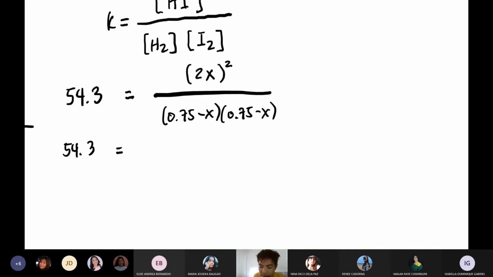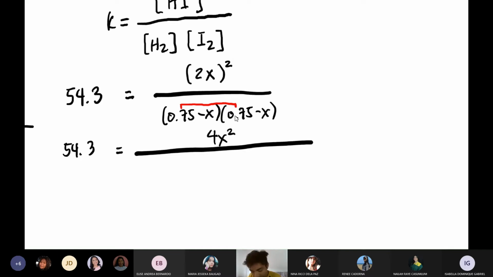So, yung taas, yung numerator, what's 2x quantity raised to 2? Magiging 4x square yon. Yung 2 may square, yung x may square din. So, we have 4x square. About this bottom part, let's do the FOIL method. First term, 0.75 square. Sulat natin, that will be 0.5625.